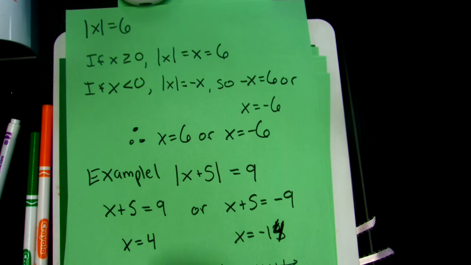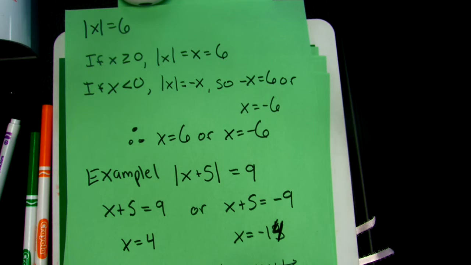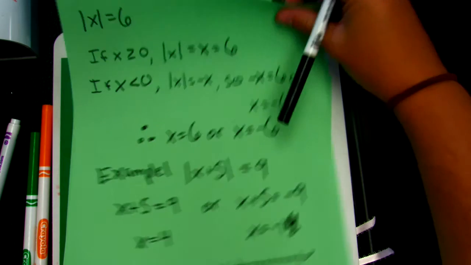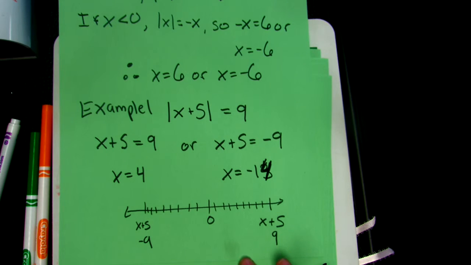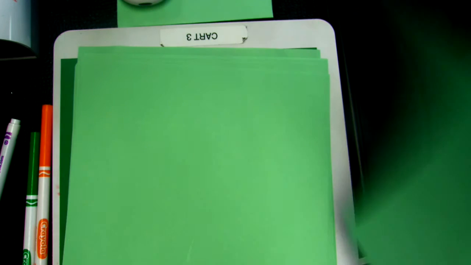Okay. So that means that x plus 5 is either equal to negative 9 or positive 9. And that's how we can remember how to set up our equations. Okay, so before rewriting an absolute value equation as two equations, you have to isolate the absolute value sign.